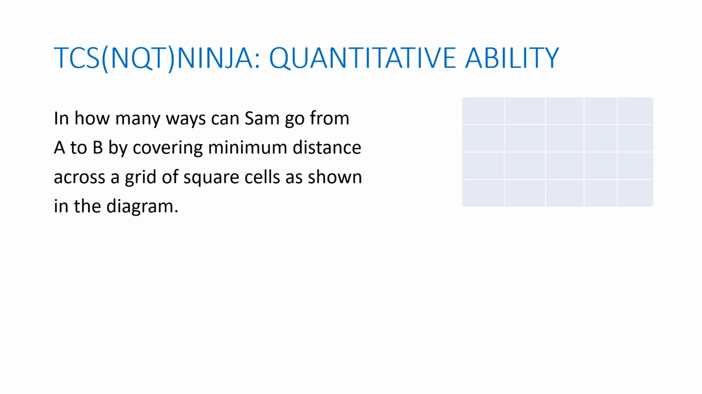Okay, so what is with this question? Before I start reading it, let me mark 2 points over here, which are given in this question. This point is A and that point is B. So what is this question? It says, in how many ways can this guy Sam go from A to B by covering minimum distance across a grid of squares as shown in the diagram? In how many ways could he go from A to B? That is what the question is. We need to count all the ways he could have gone.